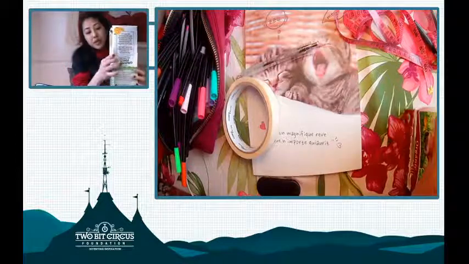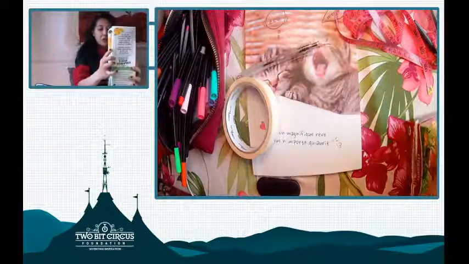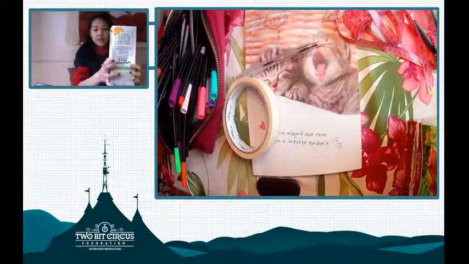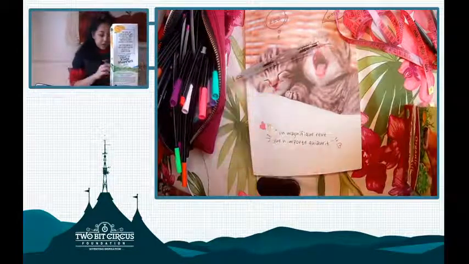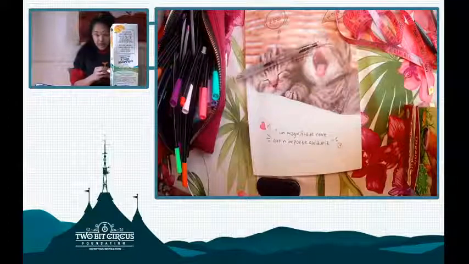Cool. So you can adjust your periscope height to how tall or short you want it to be. I actually want mine a little bit on the tall side just because I am a short lady. So I'm going to leave it right there. And we are going to tape it.